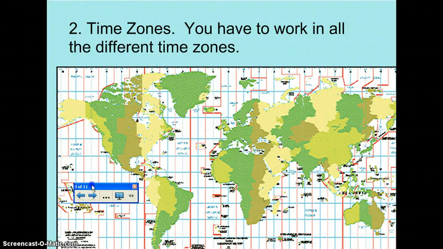Second thing you have to look at is time zones. On your map, I want you to show the different time zones. You can see these time zones are already broken up. I want you to label them, and then I want you to break it up so you can show the difference between the time zones.